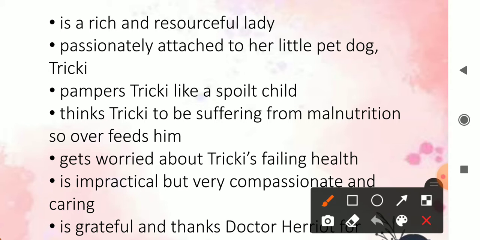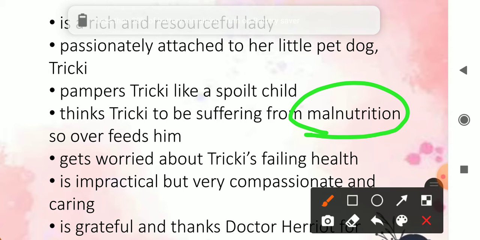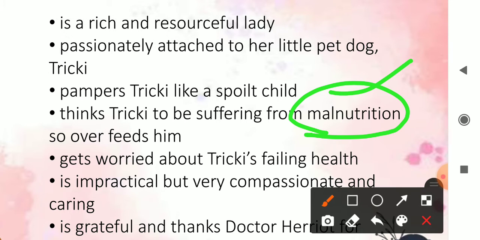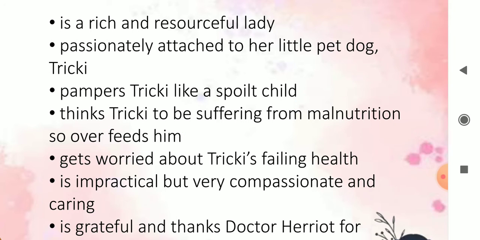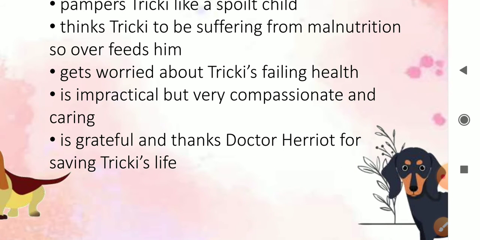She now thinks Tricky is suffering from malnutrition. This lady, Mrs. Pomfrey, thinks that the dog was malnourished and suffering from malnutrition, so she overfeeds him. She gives him a lot to eat, and gets worried about Tricky's falling health. She is impractical but very passionate, compassionate and caring, and is grateful and thanks Dr. Harriott for saving Tricky's life.